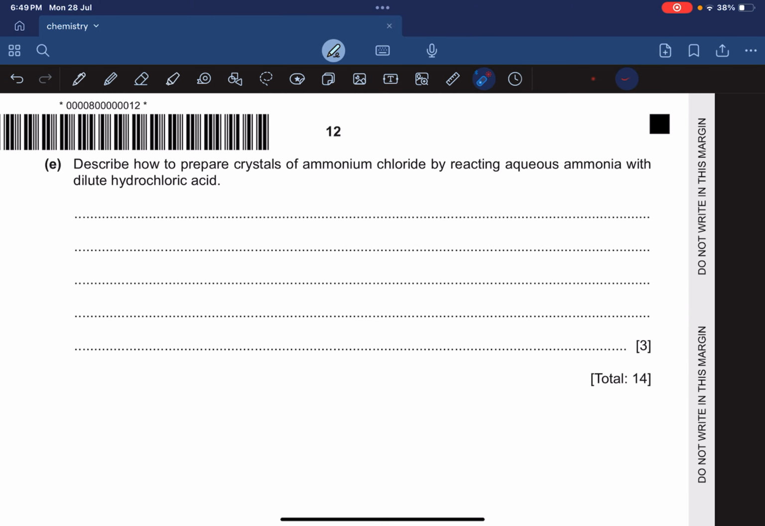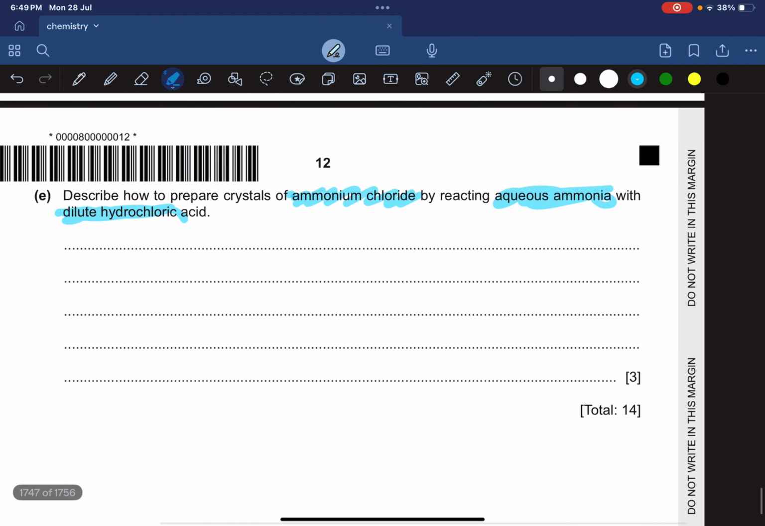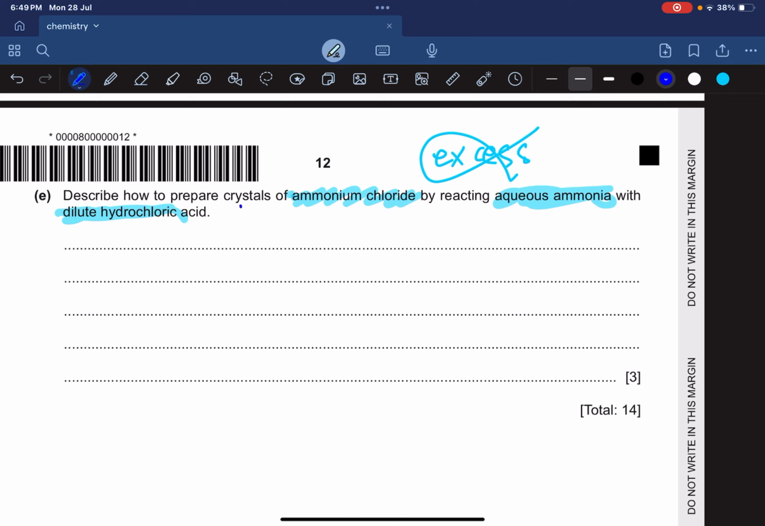Describe how to prepare crystals of ammonium chloride, which is a salt, by reacting aqueous ammonia with dilute hydrochloric acid. This salt is extremely soluble, and the two reagents we're using, ammonia and hydrochloric acid, are also very reactive. So the method we use is not the excess method. If you use the excess method over here, it's going to be a complete mess. What you're going to do is titration.